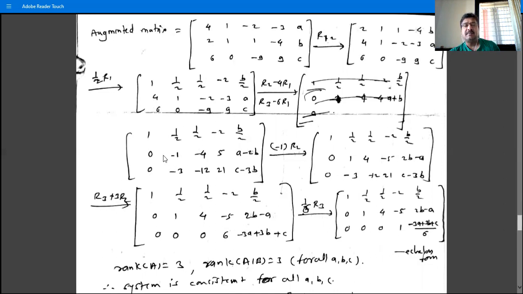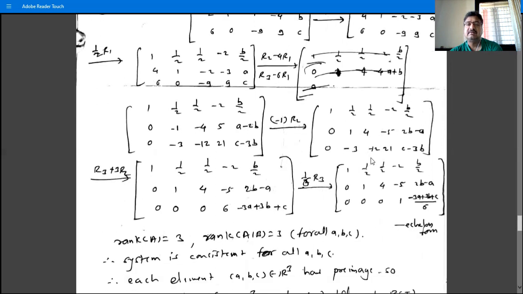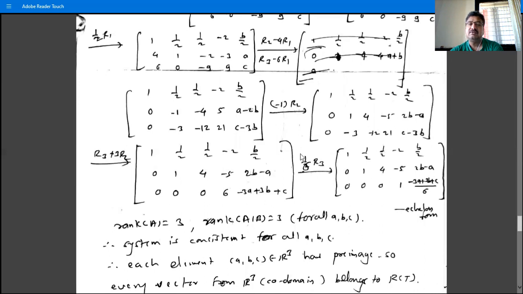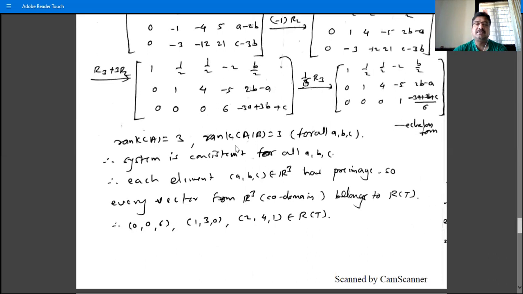Then we have to reduce this -1 to +1, so -1 times R2 is the operation. We have this matrix. Then we have to reduce this -3 to 0, so R3 plus 3R2 is the transformation. We have this matrix. Then we have to reduce this 6 to 1, so 1/6 R3, and we have this matrix.